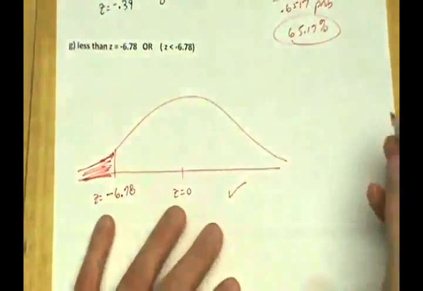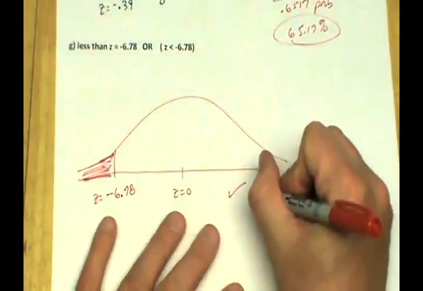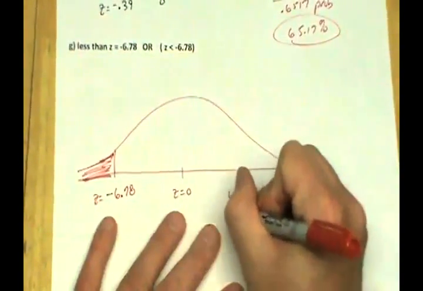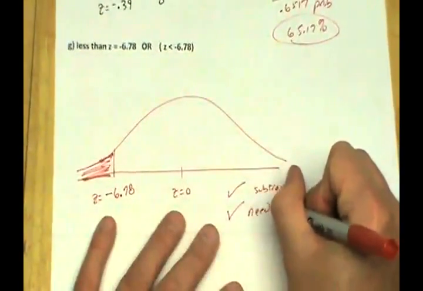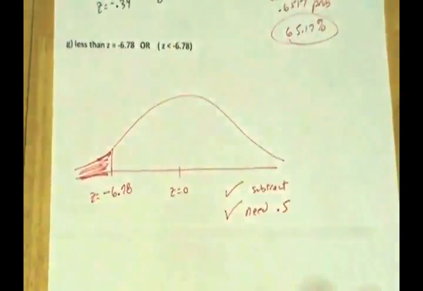If we use our hints, check number 1: does our shaded region cross 0? You're going to say no, so that means you're going to subtract. And check number 2: is the tail part of it? Yes, it is, so we're going to need 0.5 as part of our answer. We're going to have to use that one.